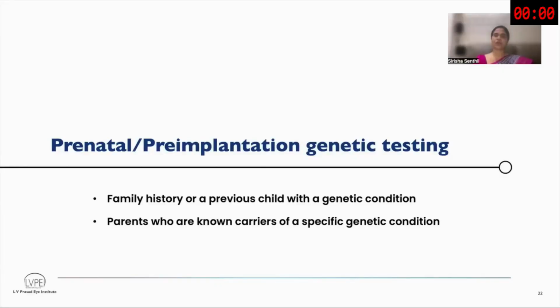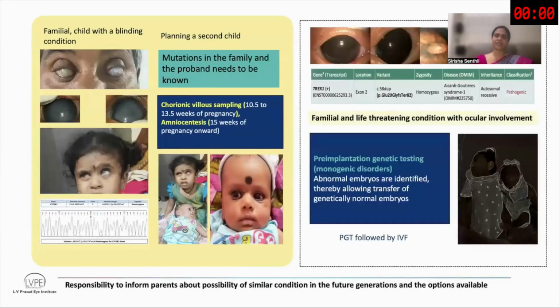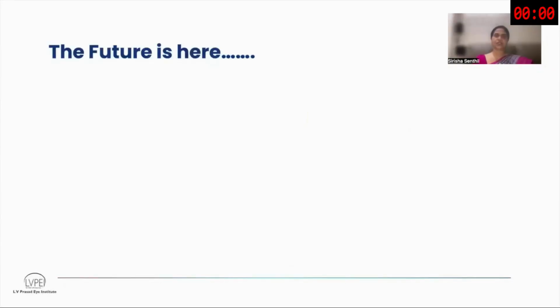We also can go one step further in knowing that in familial diseases, especially when both the parents are carriers, it helps us to possibly plan a prenatal testing or sometimes even a pre-implantation genetic testing, and that helps to prevent this disease in the future generations. So the future is here.